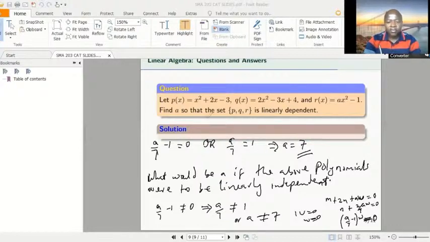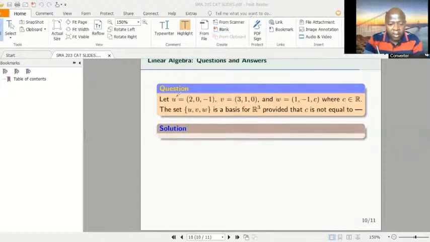That means that for these polynomials to be linearly independent, and you've seen how I have reasoned to arrive at this point, a should not be equal to 7. But if a is equal to 7, then these polynomials will be linearly dependent. And you can look at some examples so that you understand this type of reasoning. Let's look at the other question.